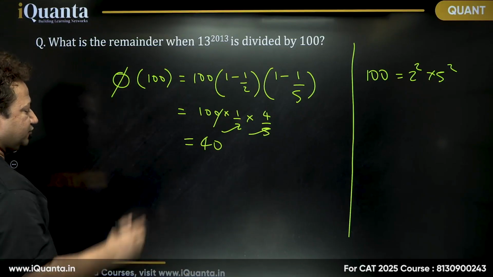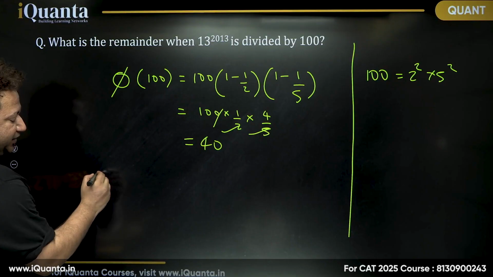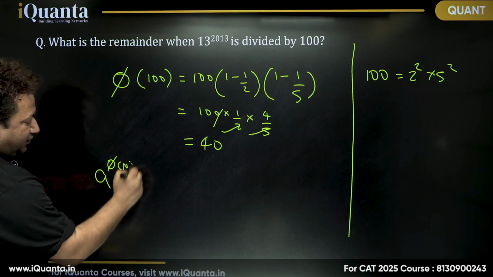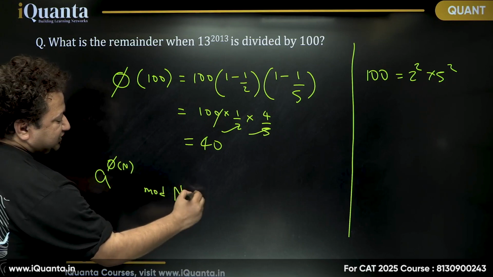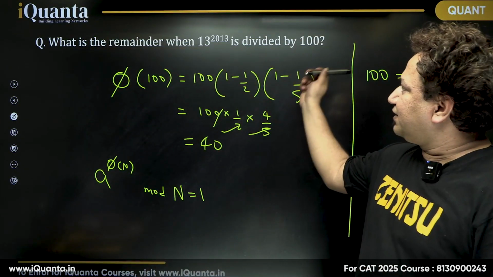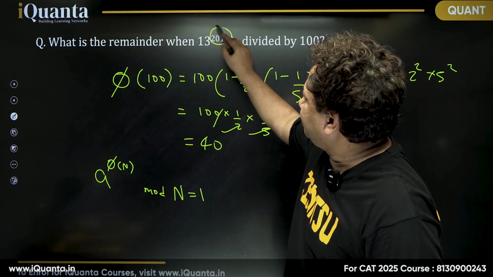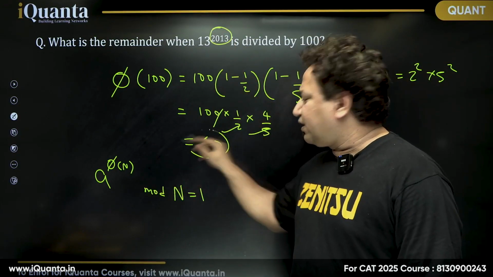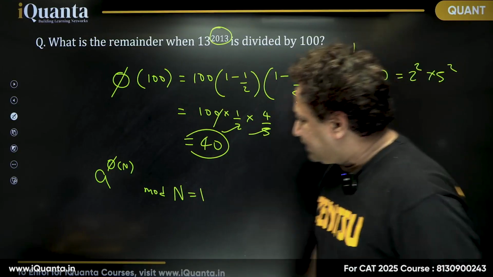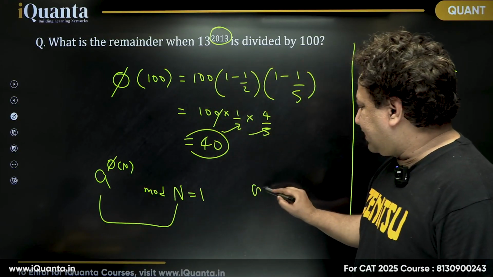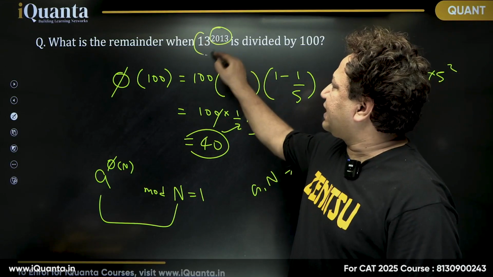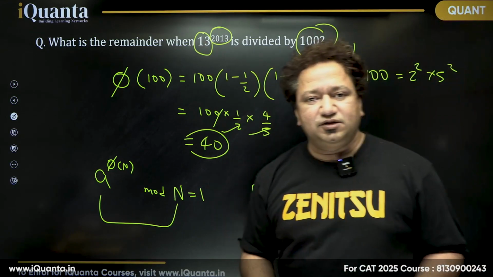According to Euler's theorem, what happens? If I have any number a raised to power phi of n, mod n is always equal to 1. Which means if I want to divide something by 100, and the power here is 40, or a multiple of 40, the remainder will be 1 always. That is what Euler's theorem means. Moreover, a and n should be co-prime. That is the condition. Are they co-prime? Yes, absolutely, because 13 is a prime number and 100 is made by 2 and 5. They are co-primes. So basically, we can use this.